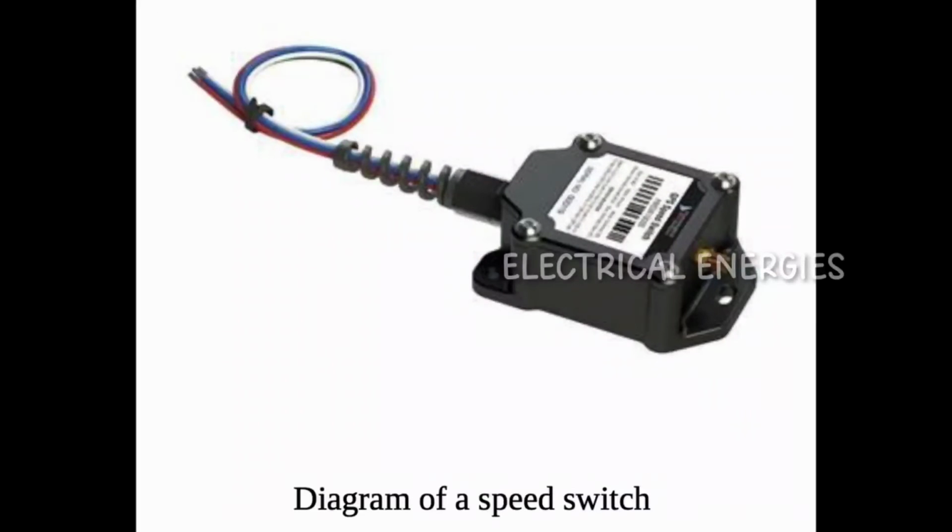Number 7. Speed switch. This switch type senses the shaft rotary speed, and they do this either by a mechanism that senses centrifugal weight or by non-contact shaft motion detection. This detection could be magnetic or optical.